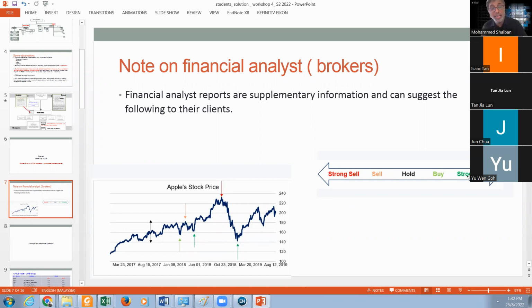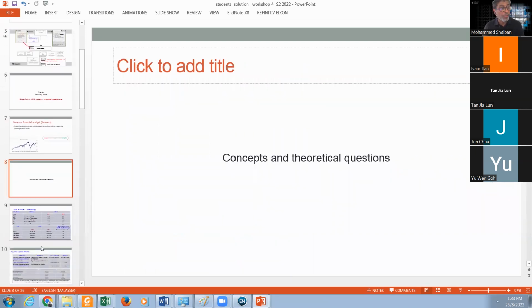A smart financial analyst, hopefully it will be you in the future, can suggest from strongly buy to strongly sell. Now, I want you to look at this. This is how they do it at the brokers. Most of them will ask you also to do that, and the financial analyst, if they are smart, also will give you this.